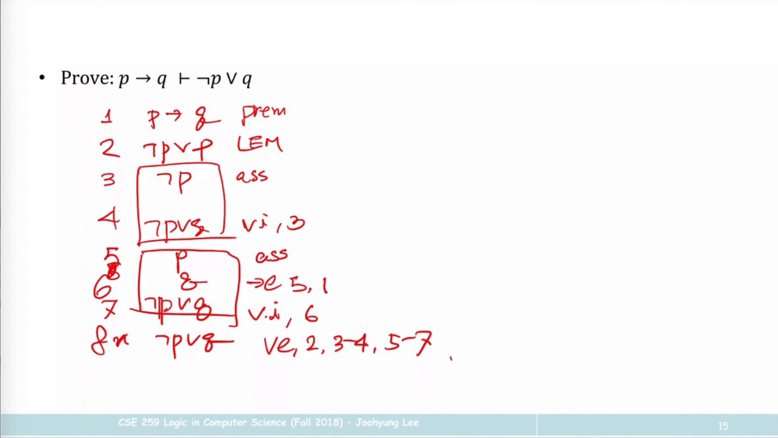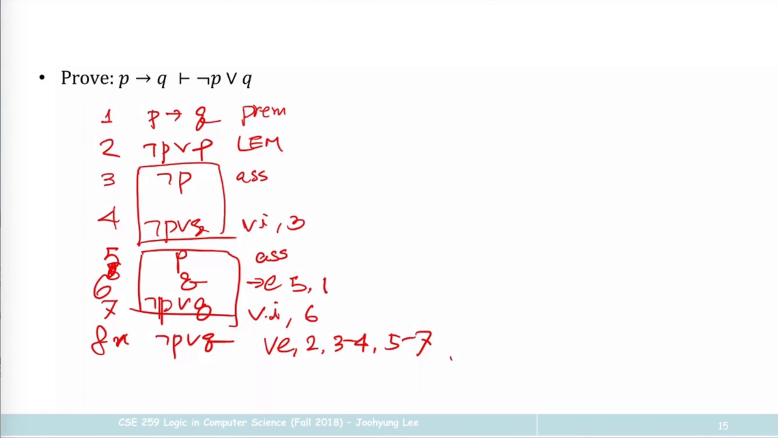Okay? Let me repeat. In the first box, we assume not P is true. From this, it is easy to derive not P or Q. In the second box, I assume P is true. But since P is true and P implies Q is true, I can derive Q is true. From this, I can derive not P or Q is true. So no matter which case we are in, not P or P, we derive the same formula, not P or Q. So we can derive not P or Q outside this case statement. Okay?